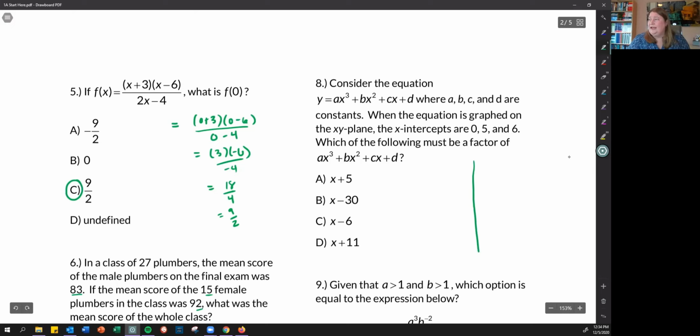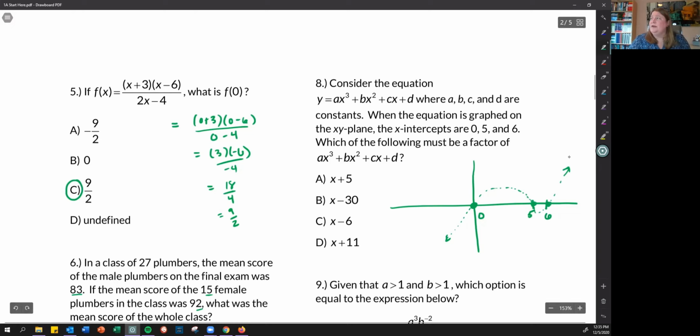So the x-intercepts are 0, 5, and 6. So we have one here, we have one here, and we have one here. 5, 6, and 0. And I don't know what this graph looks like. It probably looks something like this. That's my guess. But all we really know is that the x-intercepts are the 3 that I've shown, and that's all you really have to know.